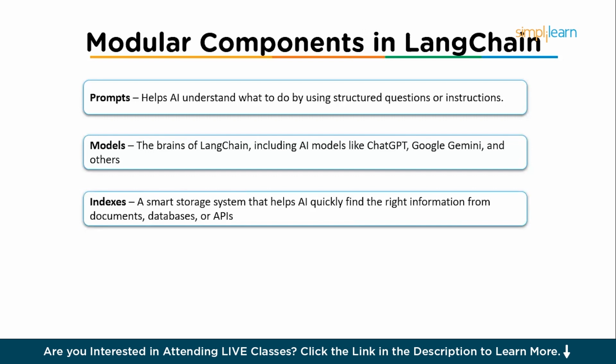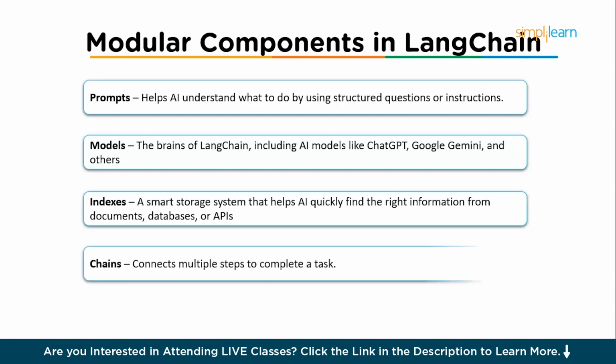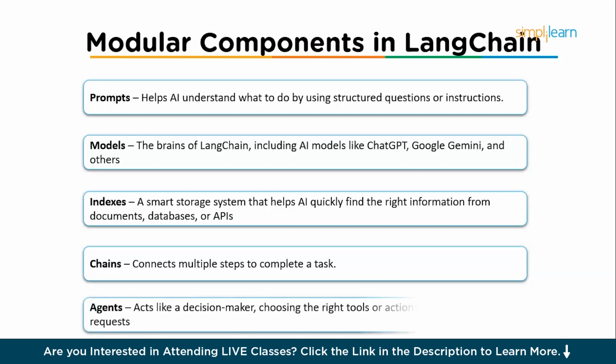or APIs. Next, we have chains, which connect multiple steps to complete a task, for example, fetching a document, then summarizing it, and then translating the summary. Then we have agents, which act like decision makers, choosing the right tools or actions based on the user request. These parts work together to make AI smarter, faster, and more useful in real-world applications.